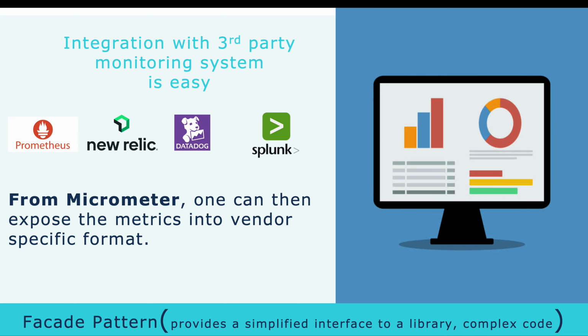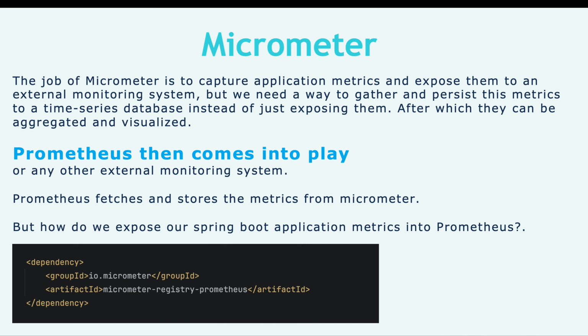Now we want to take those metrics. For this series, we are going to focus on Prometheus. Into Prometheus, how do we do that? It is essential to know, as we have mentioned, that the job of Micrometer is to capture application metrics and expose them to an external monitoring system. But we need a way to gather and persist the metrics to a time series database instead of just exposing them. Because if we don't collect and persist the metrics, we will lose them when we restart our application.